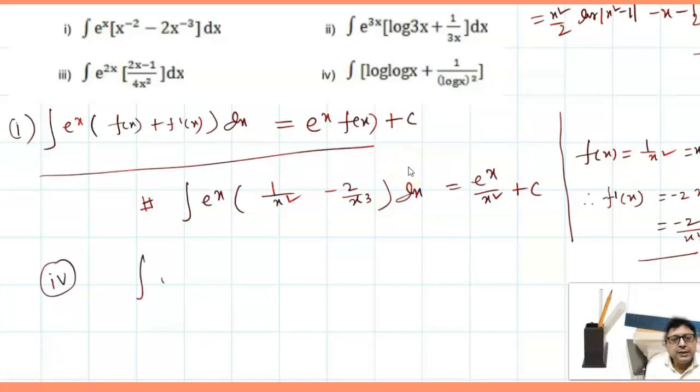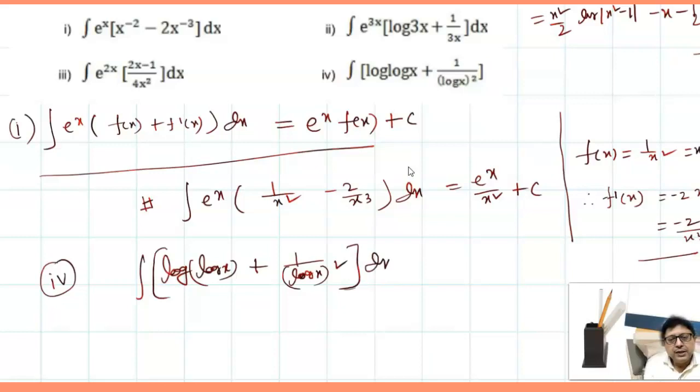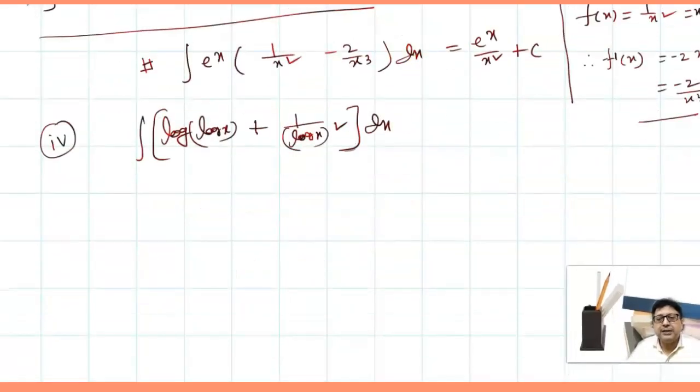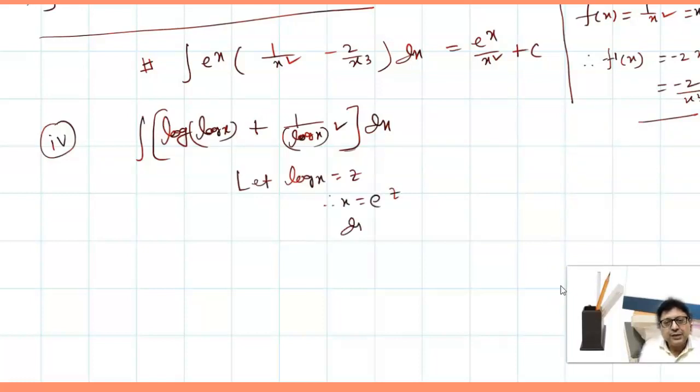This is integral of log of log x plus 1 by log x whole square. Apparently it seems that it has no link with the form e to the power x into fx plus f dash x, but it is hidden over there. You make a substitution there, you will find easily what is there. You take log x equal to z. So x is going to be e to the power z, dx is e to the power z dz.